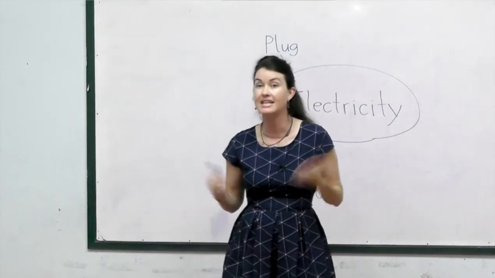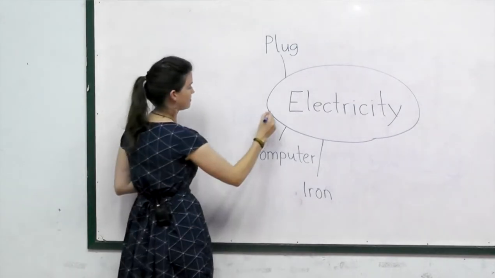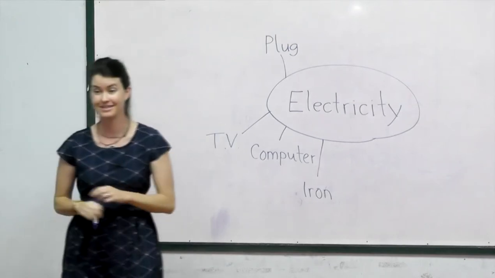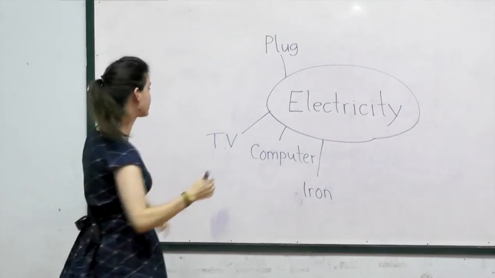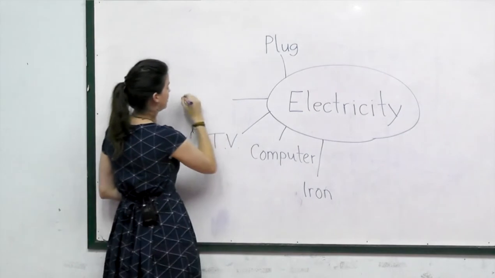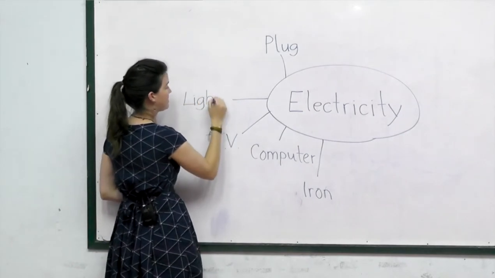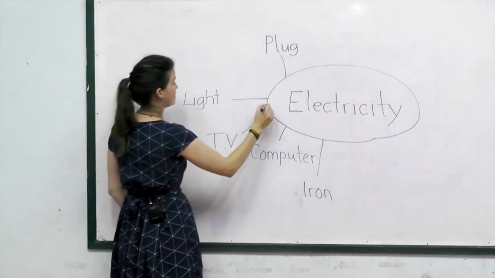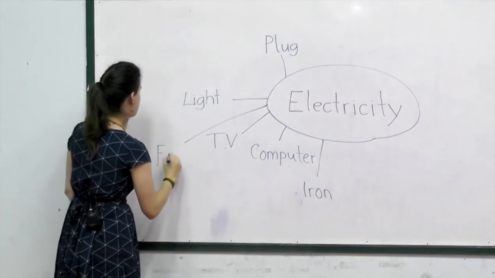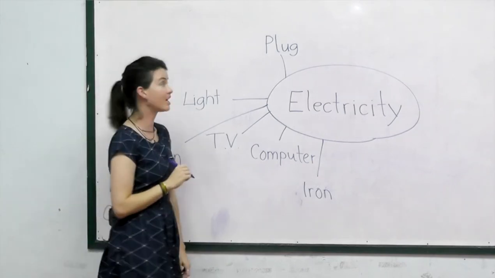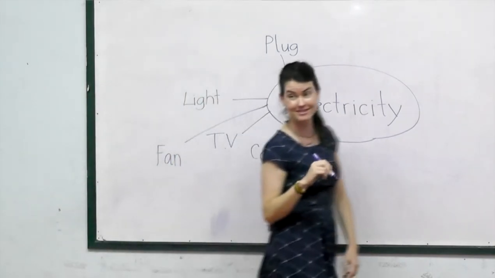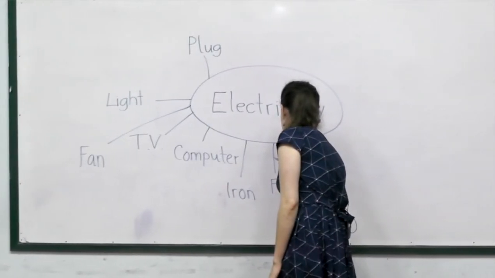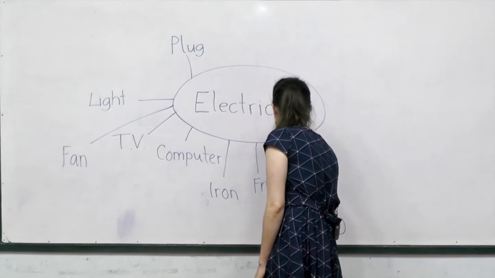Tell me. A TV uses electricity. Easy to spell. TV. A light uses electricity. A light or a lamp. Tell me. The fan uses electricity. Tell me. The air conditioner. Tell me. The fridge. Good. Tell me.